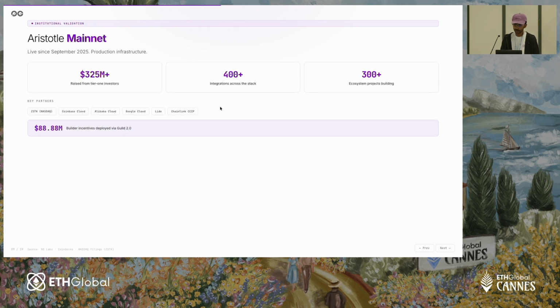This is a quick brief on our mainnet stats. We have 300 plus ecosystem partners. Proud to say that we are one of the largest on-chain AI ecosystems. And also we have 400 plus integrations across the stack. And we are well funded. We have around $325 million funding. So what it can relate to you is that we have a sub-grant amount of $88.8 million. And in that we have an ecosystem support program which accounts to around $8.8 million.